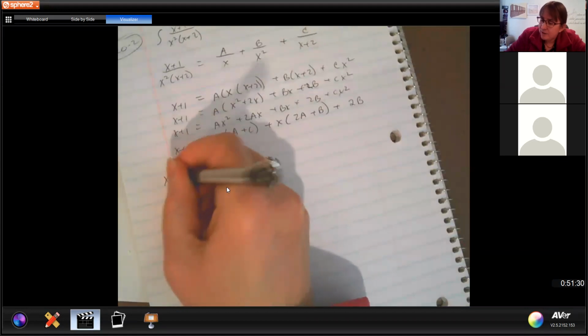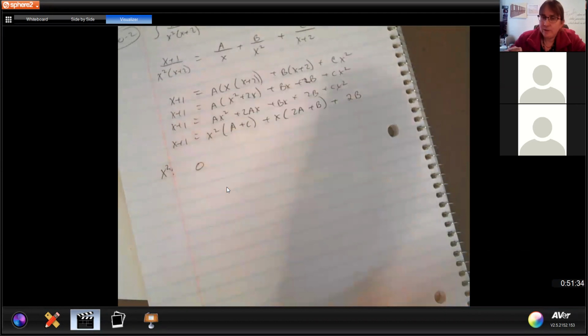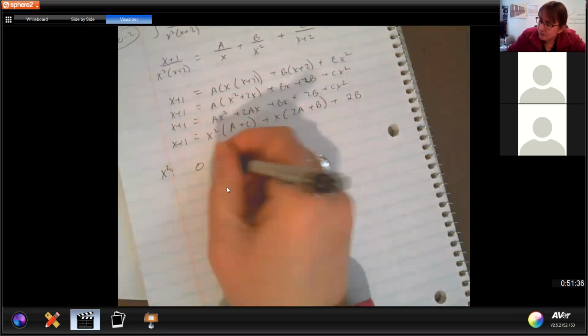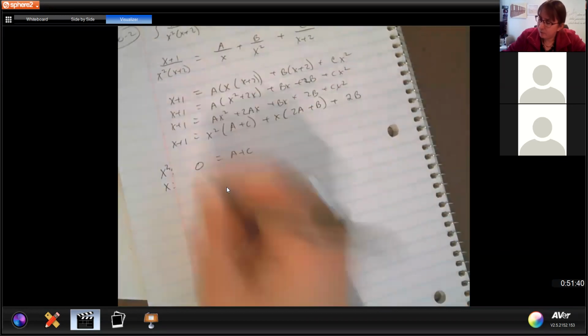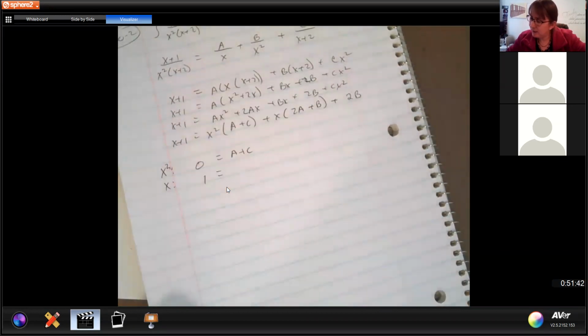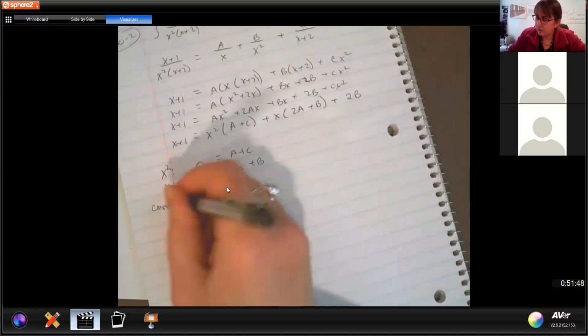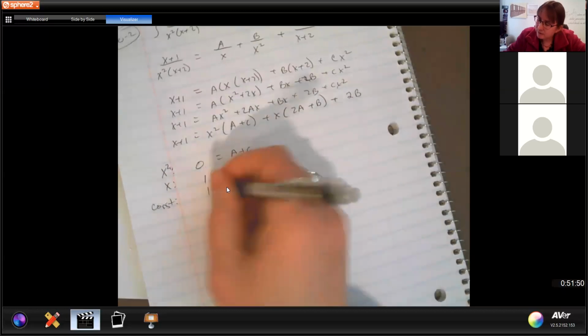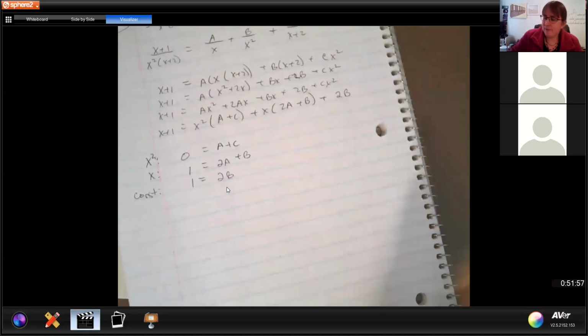And then now we set our coefficients equal to each other. So x squared coefficients, I don't have any on the left. I have an a plus c on the right. My x coefficients, I have a 1 and I have a 2a plus b. And then my constants, I have a 1 and a 2b. And then start solving from the bottom up usually.